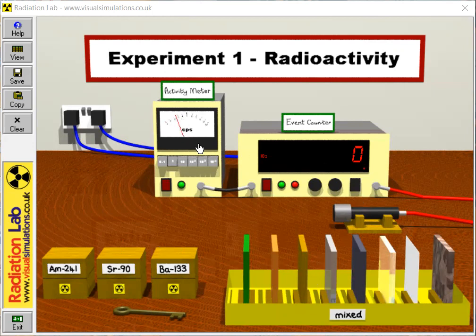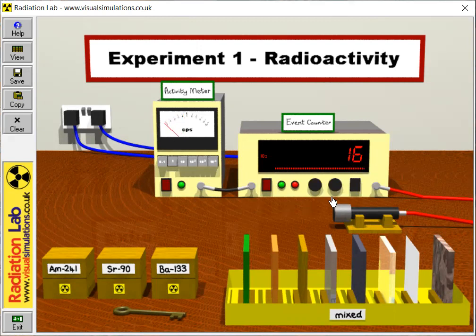So going back to this activity meter and this event counter, you can see there is something happening here. Some activity is being registered, but this event counter is remaining at 0. What you need to do to actually start that event counter working is click on the reset button, and you can see the count going up here. Essentially, it's going to count how many events happen in a particular amount of time. So there is a count of 16 there.